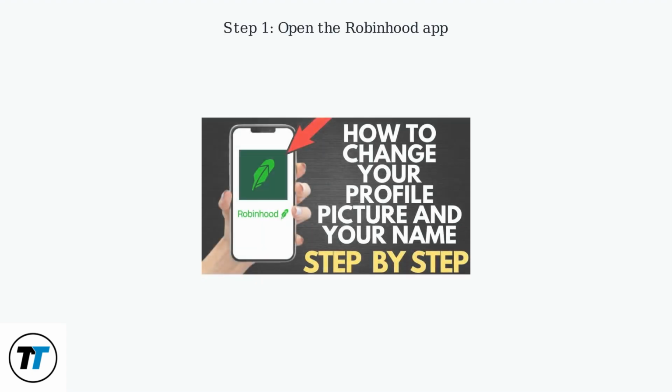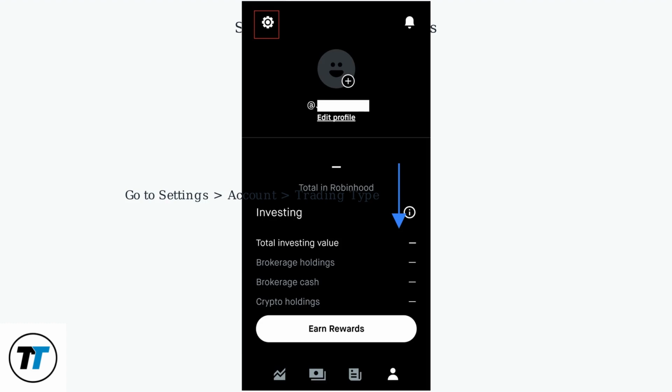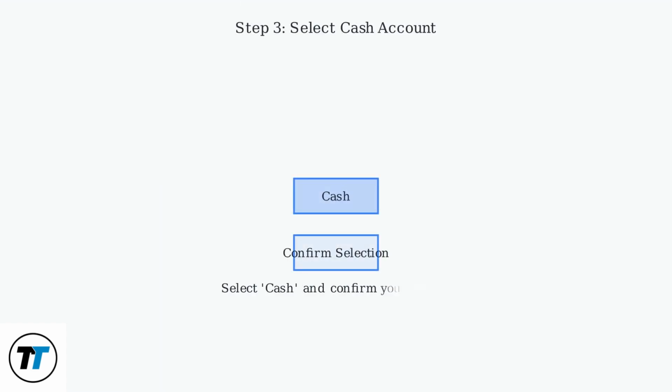First, open the Robinhood app on your device. Then tap your profile icon, usually located in the top right corner of the home screen. In your profile, look for the settings icon, typically represented by a gear symbol. Tap it, then select Account, and find the Trading Type option. In the Trading Type menu, select the Cash option. You'll need to confirm this change by tapping the confirmation button that appears.